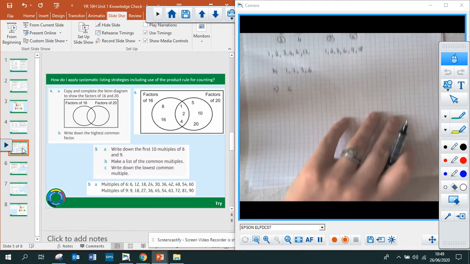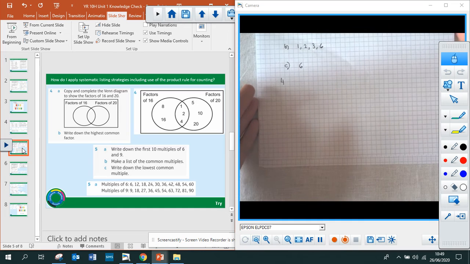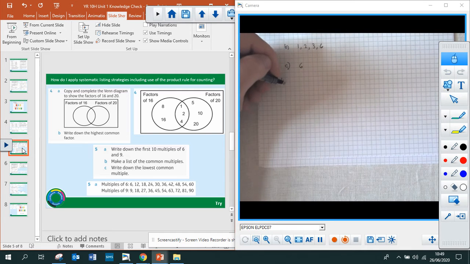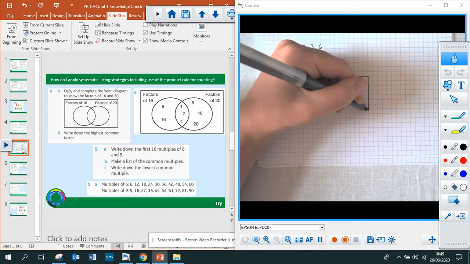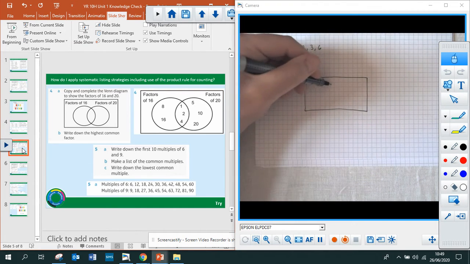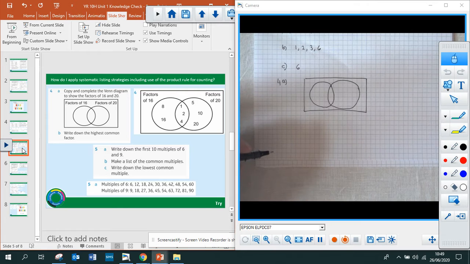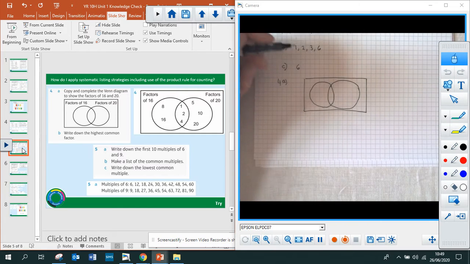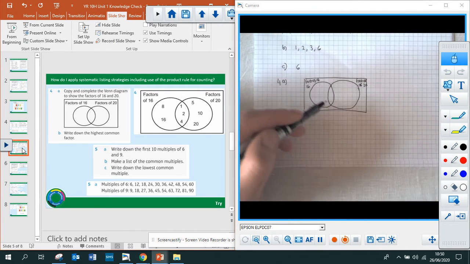So, question 4 says, copy and complete the Venn diagram for the factors of 16 and 20, okay? So the factors of 16 and 20, and we need to copy and complete the Venn diagram. So this is how we're going to do it. I'm just going to do a rough sketch. Hopefully you did the same. Make sure there's enough space in your overlap to write numbers. So this is factors of 16. This is factors of 20. Okay, so you need to write out a list of your factors.